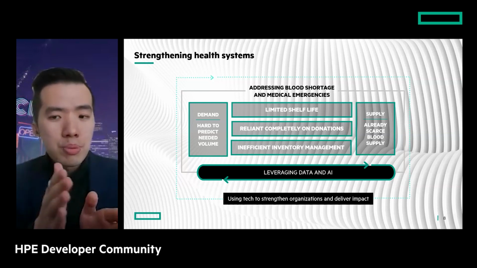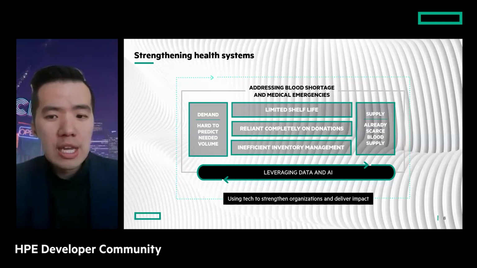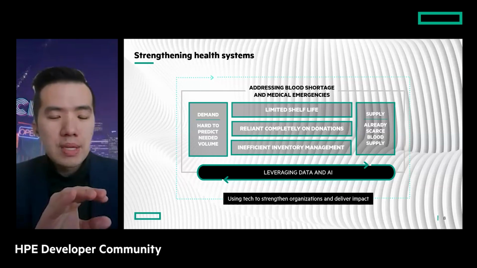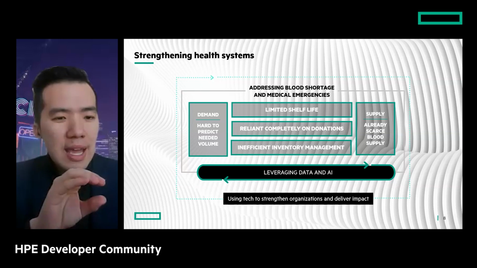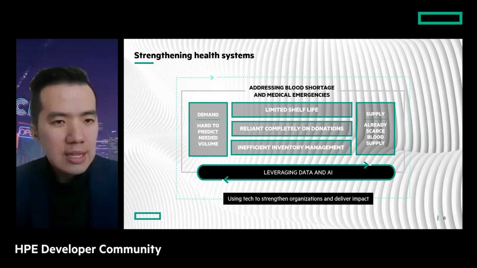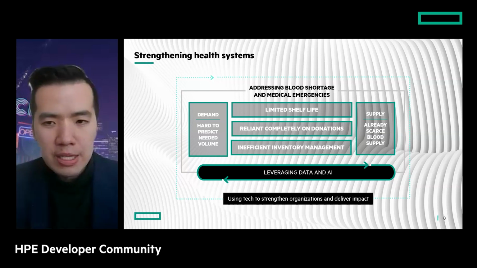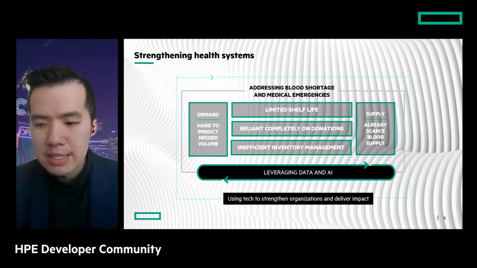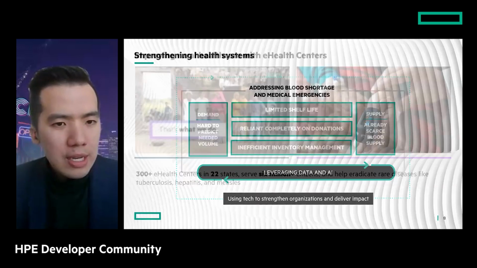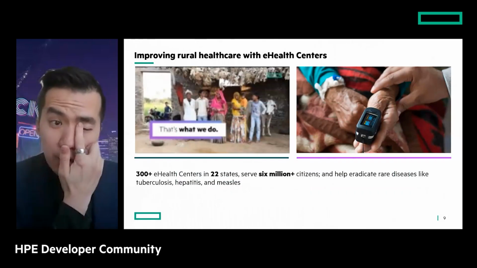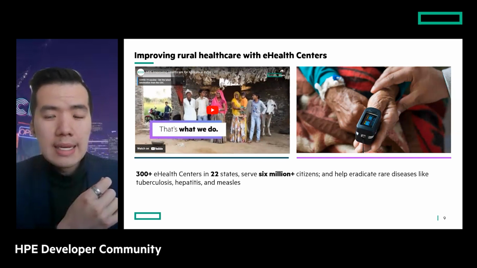And so really improving the management of the blood supply chain to drive value and strengthen the health system. So that is one example of how technology, in our case, can be deployed for good. The other example that I want to spotlight is our eHealth Center initiative.